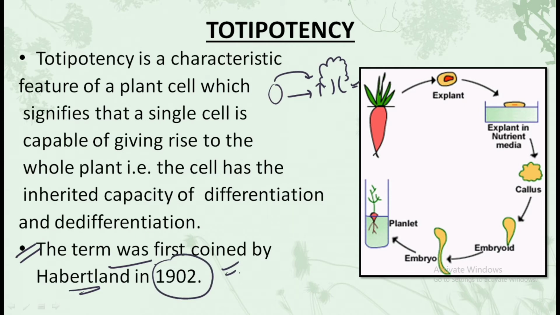So in simple steps, we could say that this is the X plant that we have taken as our source, and this X plant is kept upon the nutrient media. Then at the first step, we have the formation of callus, and this callus grows and forms an embryoid. This embryoid gets converted into an embryo, and it finally gets converted into plantlets. So this is a simple depiction of plant tissue culture.